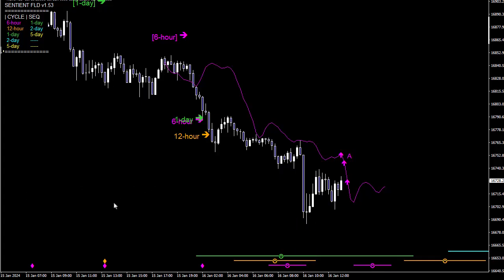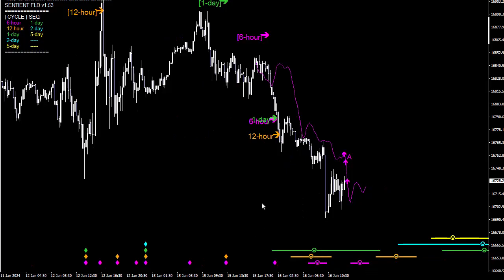So the shape of the cycle depends, of course, on the longer cycles. The first way that we can consider the longer cycles in this chart is very simply by zooming out. So I simply hit the minus key on my keyboard and we have zoomed out.